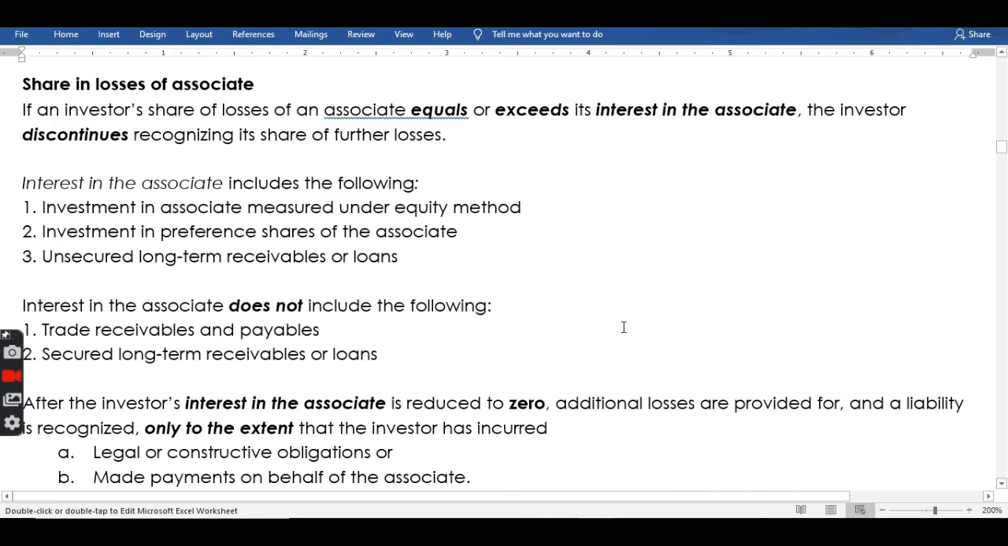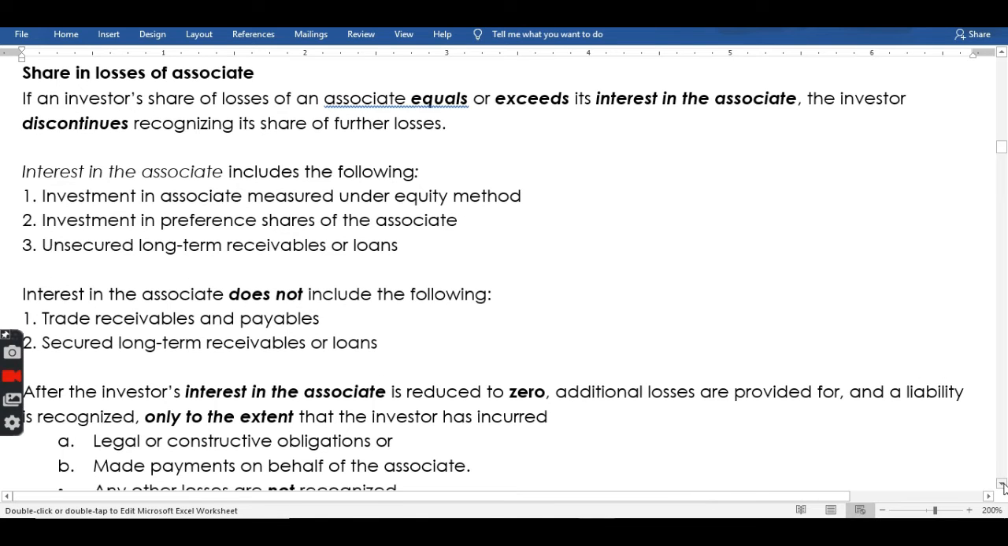Tapos, punta na tayo dun sa share in losses of the associate. Okay. So ano naman ang concept niyan? O di ba? Sinabi natin kanina kapag kumikita yung associate, syempre nag-i-increase yung value ng ating investment.